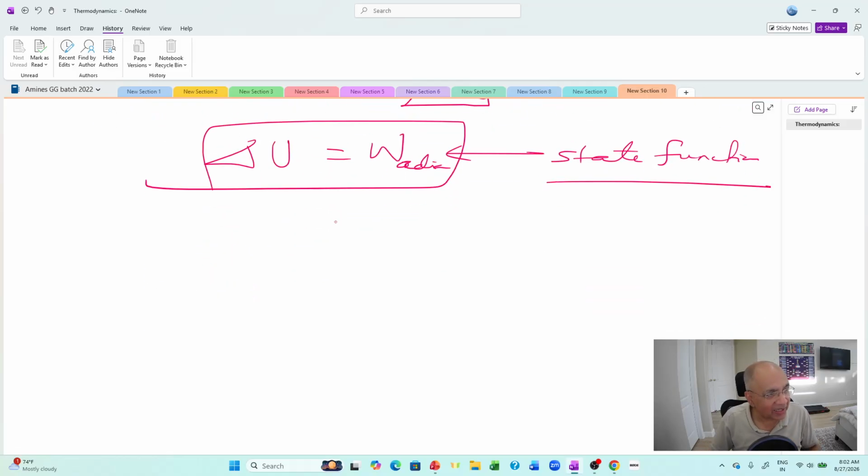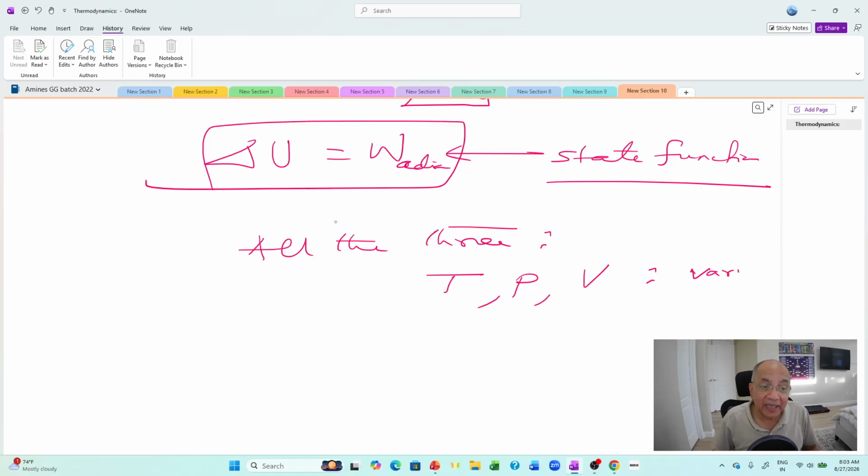And interestingly, compared to isothermal, where temperature was kept constant, P and V were varying in a reciprocal manner. The pressure increases, volume decreases. But here, all the three, remember this: temperature, pressure, volume, all vary.